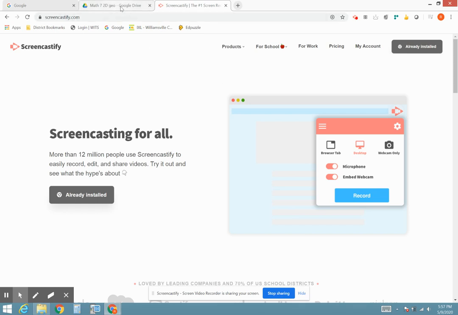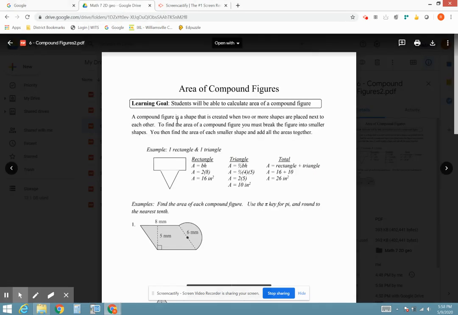Hello, hello, hello. All right, today we're talking area of compound figures. We actually have not done circles yet because I changed up the order since we're learning at home. So we're just going to skip the circle ones, or actually semicircle or hemisphere ones.